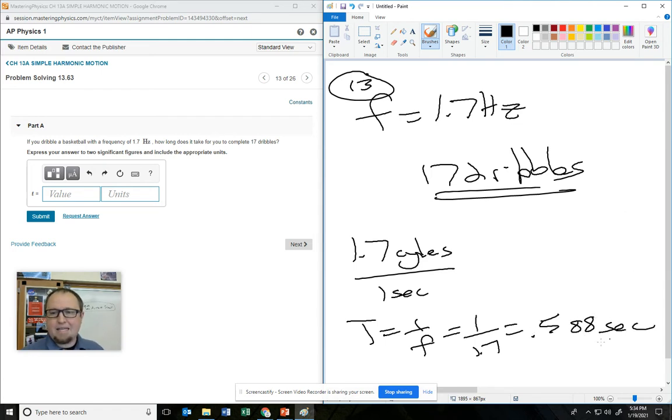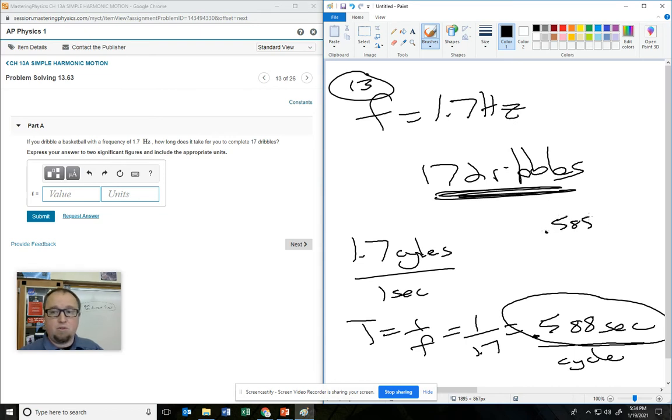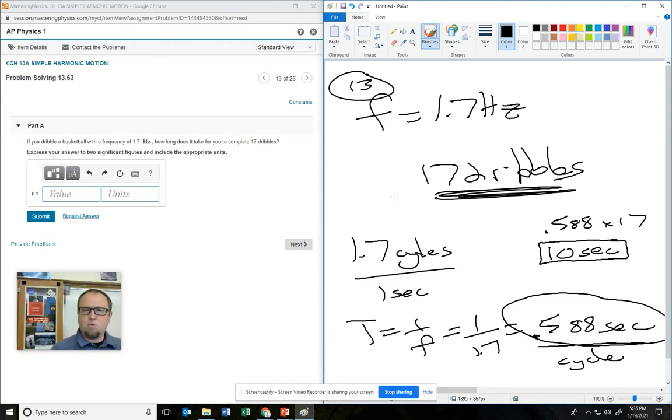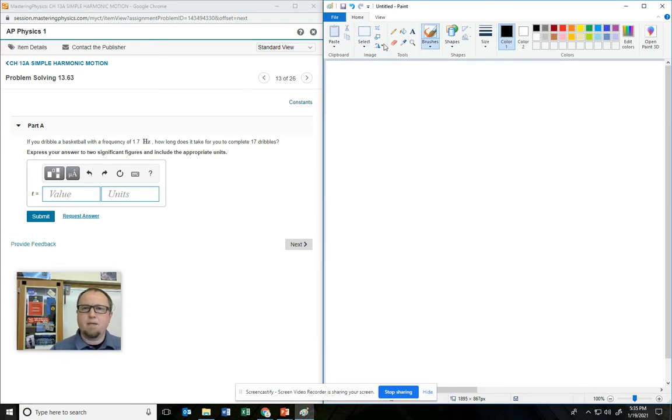0.588 seconds per cycle. Now, what is the cycle in this problem? It's a dribble. So if you do 17 cycles, 17 dribbles, what do I do to this number? I multiply it by 17. So the total time will be times 17, so it'll be 10 seconds. All right. It's kind of a weird problem, but I left it in there.